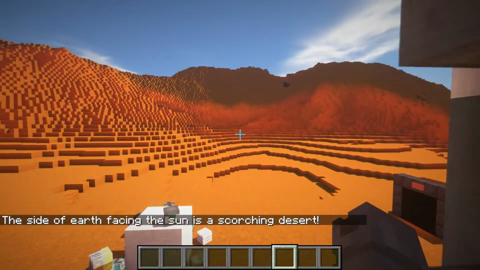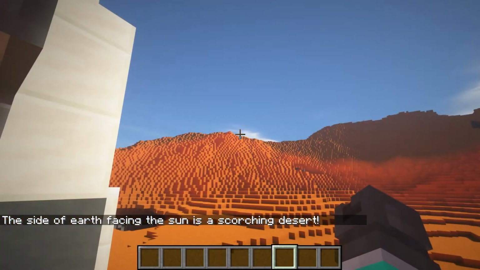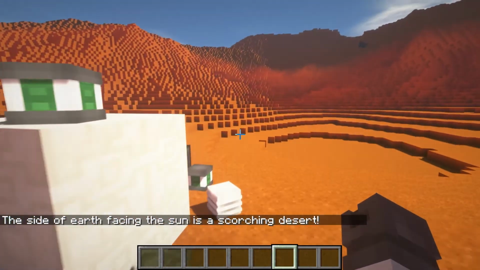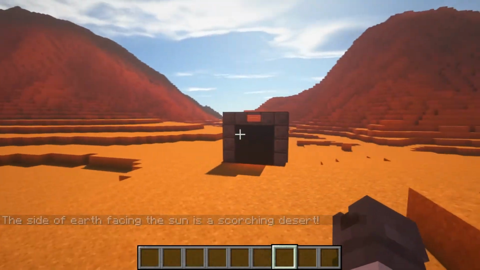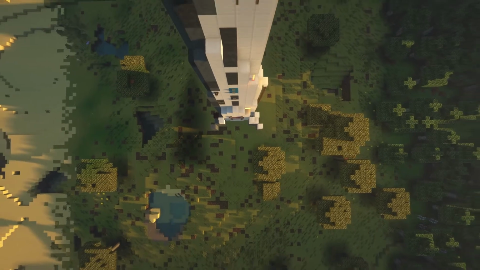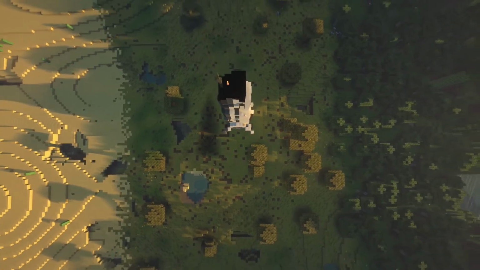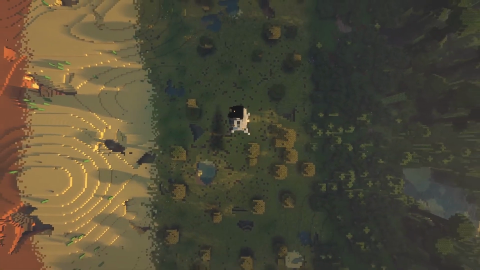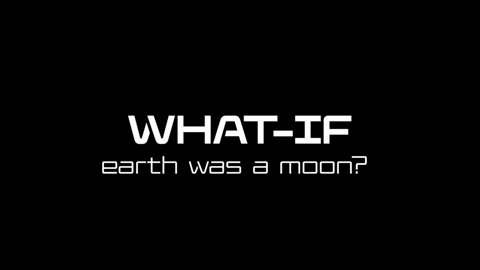Such tides would slow down the Earth's rotation due to friction between the oceans and the land, resulting in an Earth that rotated, or spun, at the same rate as it orbited the sun, so the sun would always face the same side of Earth. One half of the planet would be blazingly hot, and the other frigidly cold, with only a habitable strip in the middle. What if Earth was the moon of a larger gas giant planet?